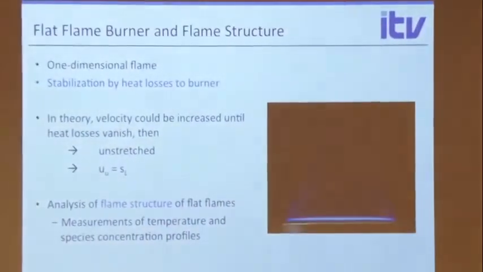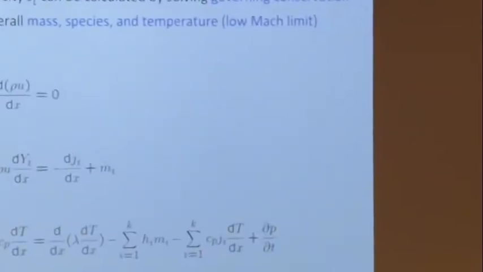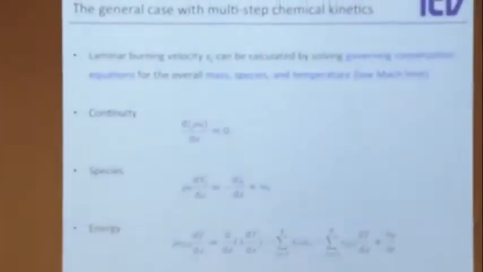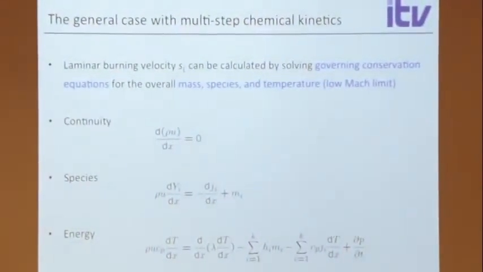If you have this burner stabilized flame, though, there's no burning velocity. Then rho u is just whatever you specified at the inlet.